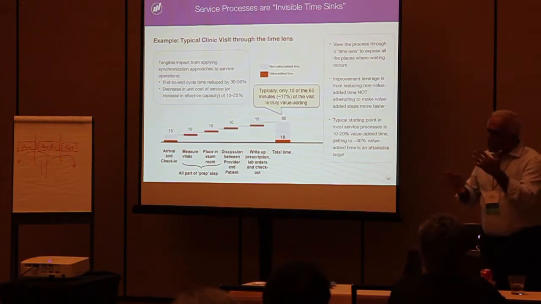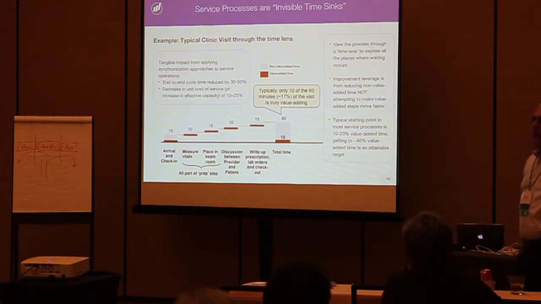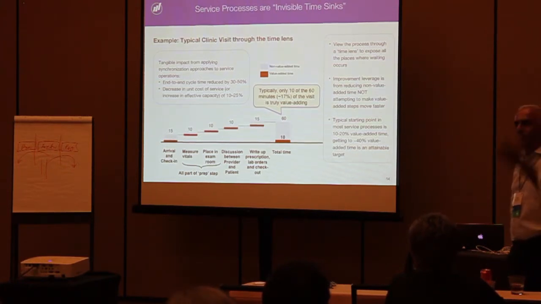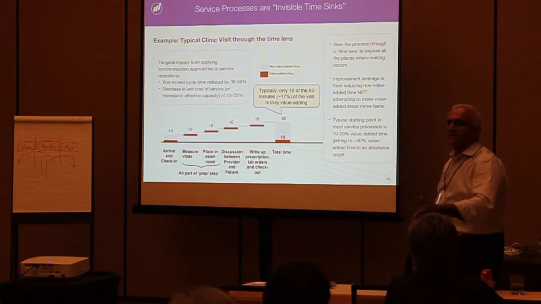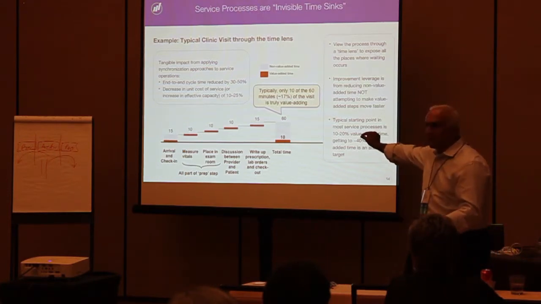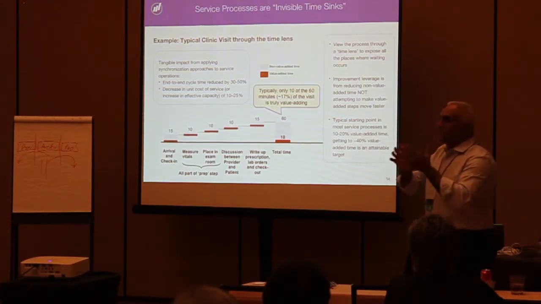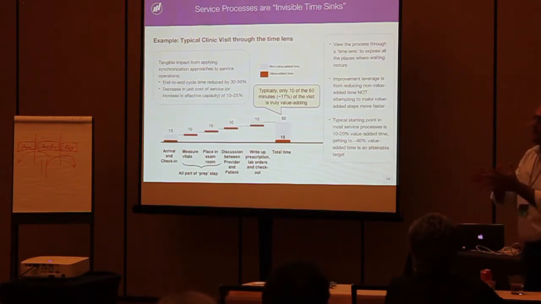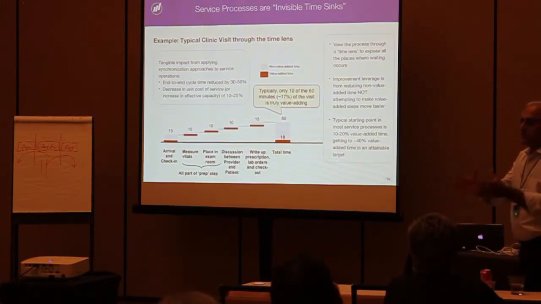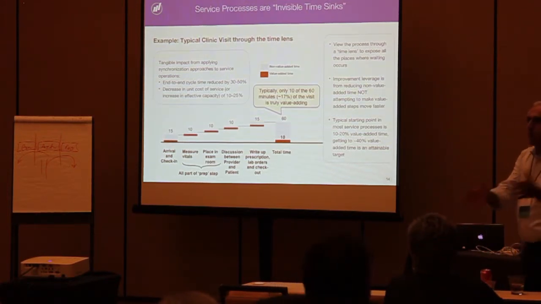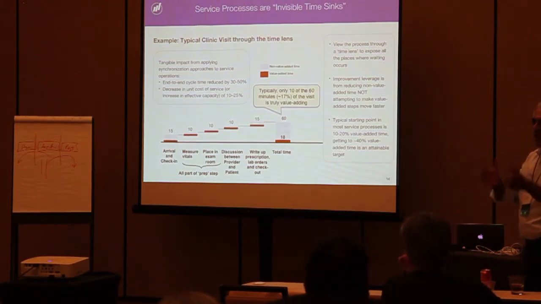When you look through a time lens, you expose all the places waiting occurs. The leverage, and this is the counterintuitive part, is not about cracking the whip and making anyone do their task faster. Doesn't matter. That's like trying to make the red a little thinner. The key is for the non-value-added tasks to go away. So the stuff between tasks is where to focus, not the tasks.